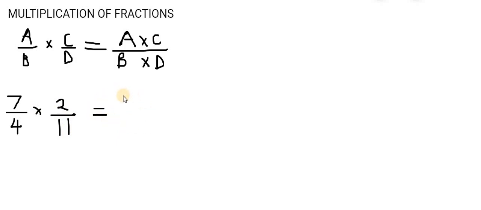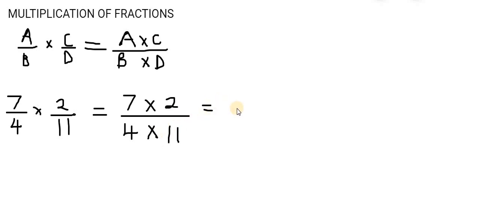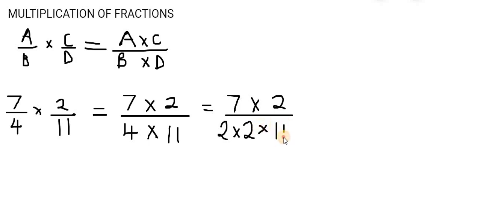that's equal to 7 times 2 over 4 times 11. Okay? If I break that down into a product of prime factors, 7 is a prime factor on its own, so we leave that. 2 is a prime factor on its own. 4, not a prime factor. So if it's broken down, that's 2 times 2. And for 11, 11 is another prime factor, so we leave it.